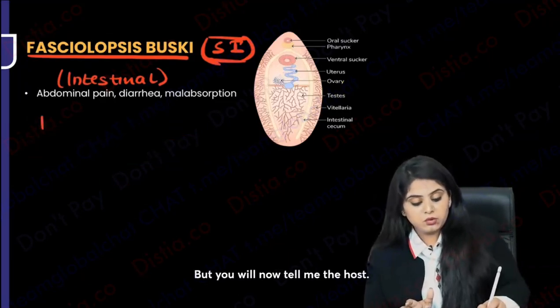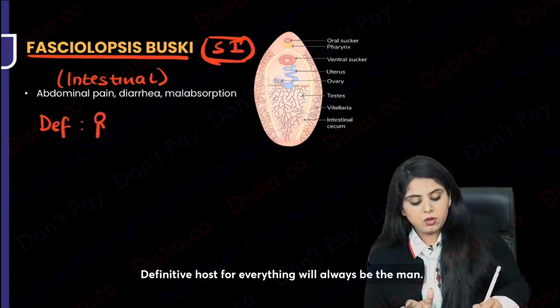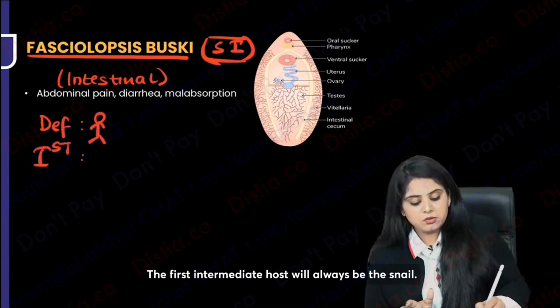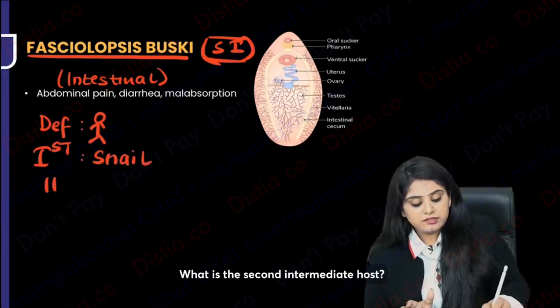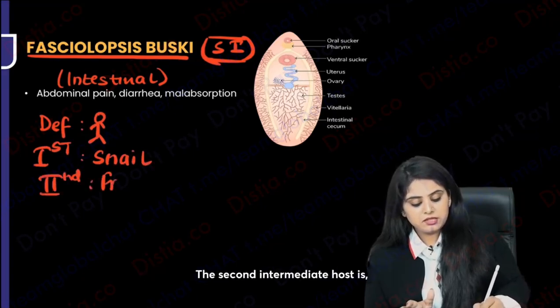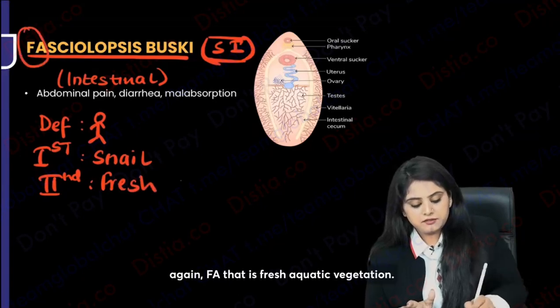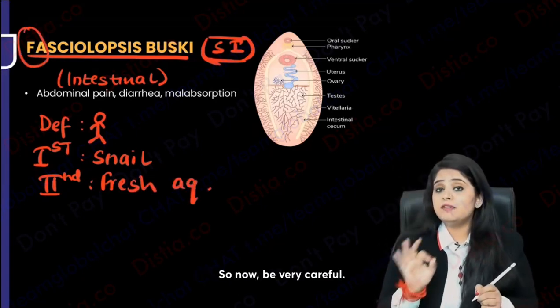But you will now tell me the host. Definitive host for everything will always be the man. The first intermediate host will always be the snail. What is the second intermediate host? The second intermediate host is again FA, that is fresh aquatic vegetation. So now be very careful.